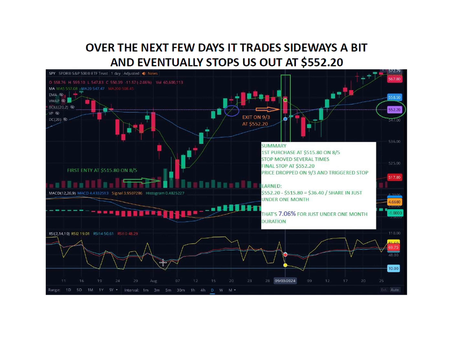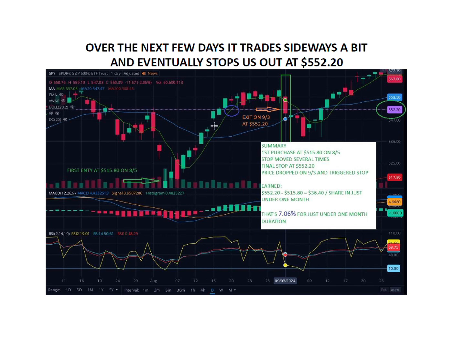Bottom of the RSI right here at the bottom of the chart. We hit that RSI below 10 and we pretty much stayed above that 10 all the way to the point we got kicked out. So we were in this one for almost a month, but we started from 515 and we rode it all the way to 552.20. Wow. So our first purchase, 515.80 on August 5th.